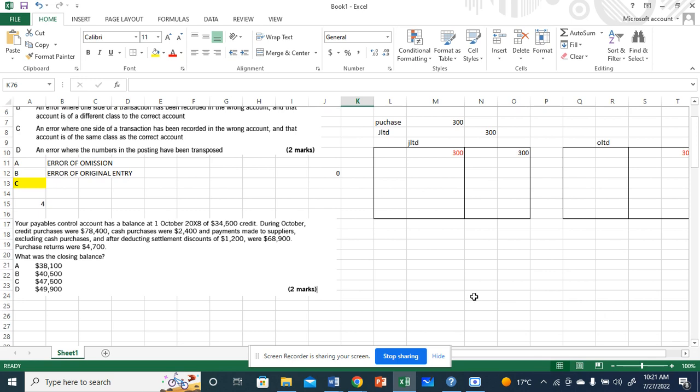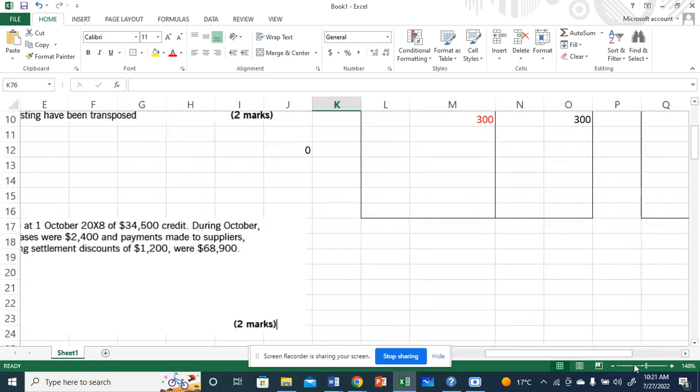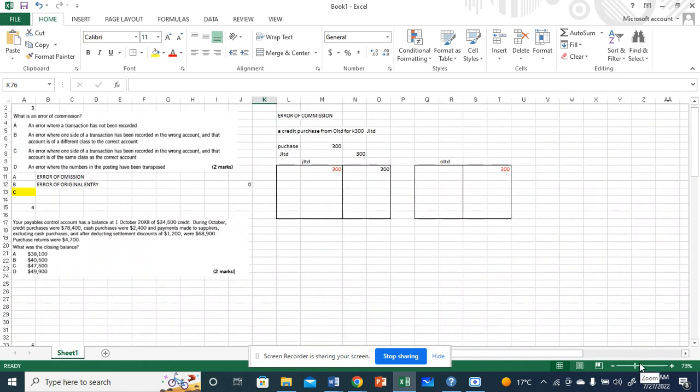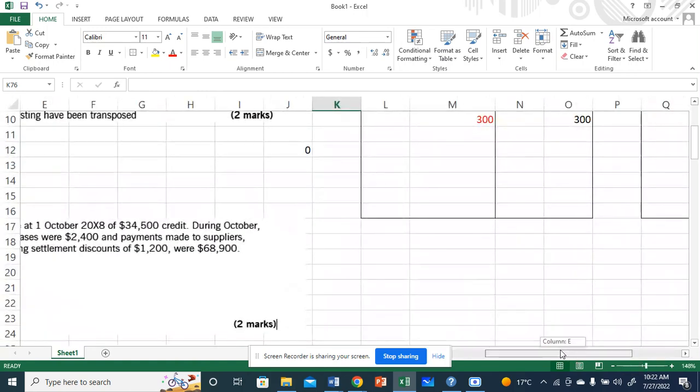It says your payables control account has a balance at 1st October 2018 of 34,500 credit. During October, credit purchases were 78,400, cash purchases were 2,400, and payments made to suppliers, excluding cash purchases after deducting settlement discounts of 1,200, were 68,900. Right. Then purchase returns were 4,700. What was the closing balance? Right, so open up our payables control account, which is a liability account.